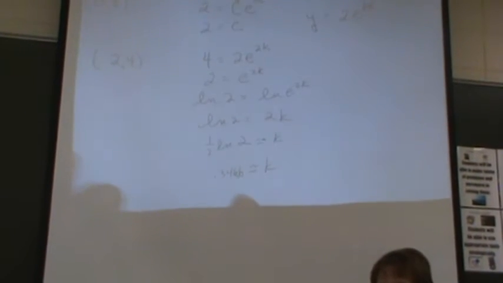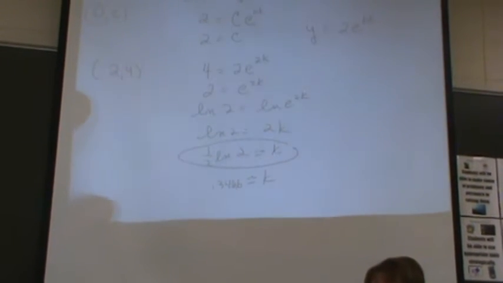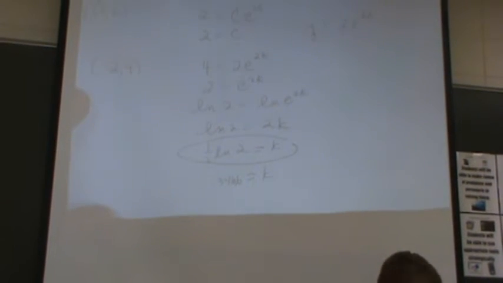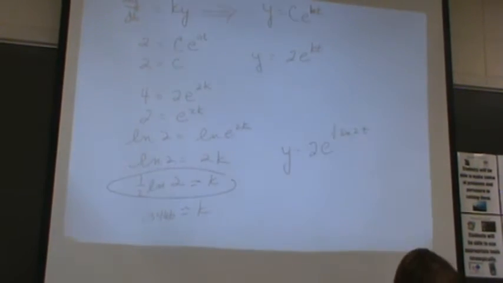That is approximately 0.3466. Whenever you get a k value, keep at least 4, maybe even 5 decimals. Because remember, exponential changes very quickly, and your final answer has to be accurate to 3 decimals. In fact, it would probably behoove you to keep the whole 1/2 ln 2 until the bitter end. Okay? Therefore, our model is now y is equal to 2 e to the 1/2 ln 2 times t.